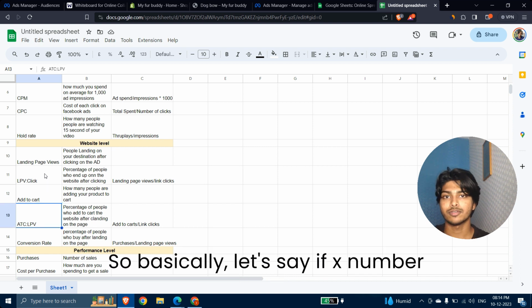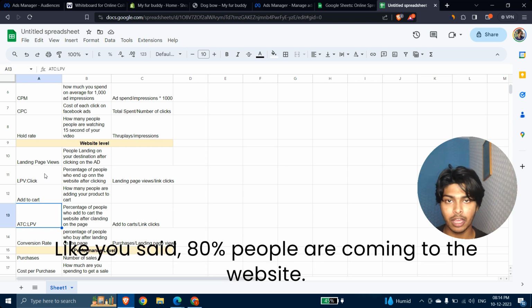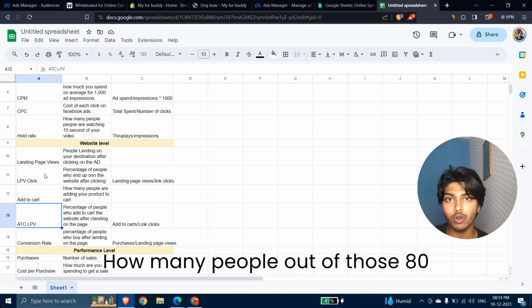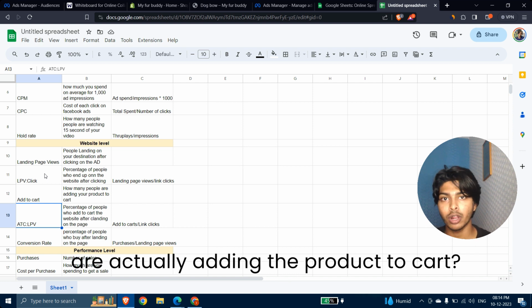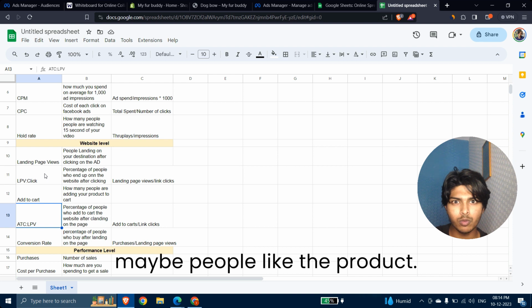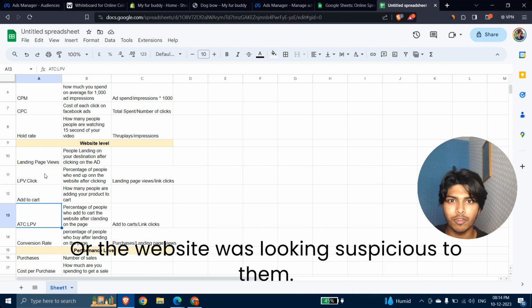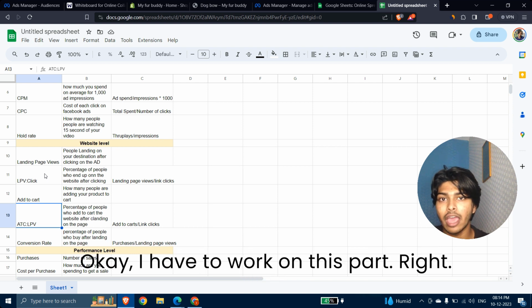So basically, if X number of people are coming to your website, like you said, 80% people are coming to the website, how many people out of those 80 are actually adding the product to cart? If this number is too low, maybe people liked the product, but the price did not sit well with them, or the website was looking suspicious to them. So that gives you an idea that okay, I have to work on this part, right?